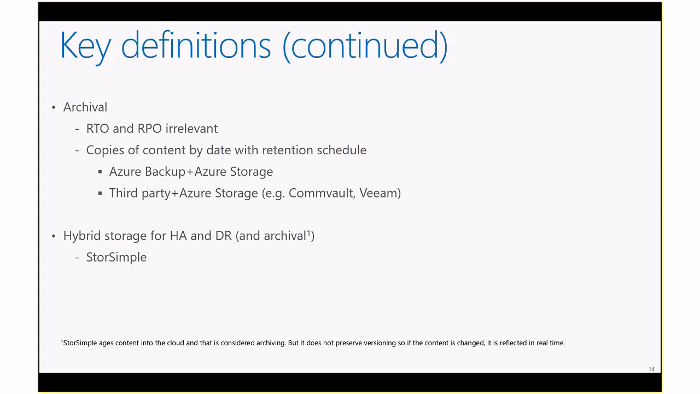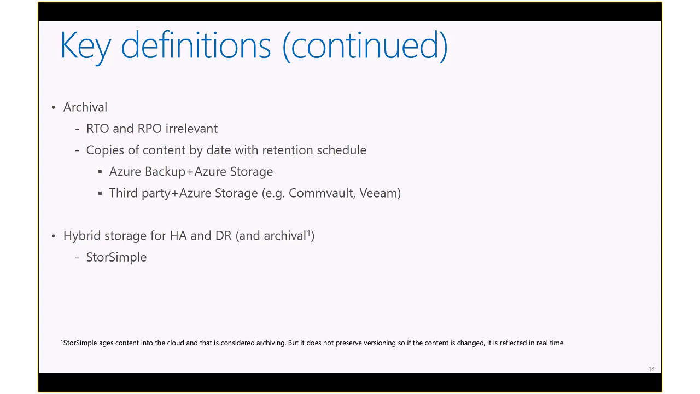Archival is basically archiving backups so that you can restore them at a later point in time. That doesn't really apply for Azure Site Recovery. That's more for Azure Backup, as well as third-party backup providers like Commvault or Veeam or Veritas that leverage Azure Storage as their archival storage place.